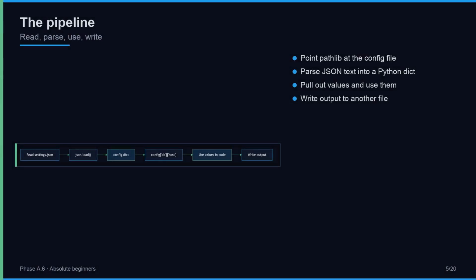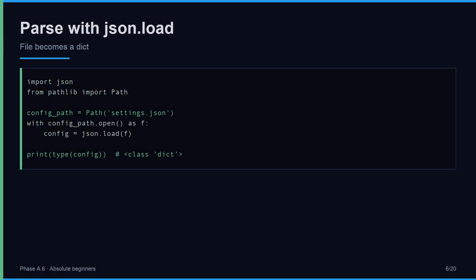Here is the shape of the whole script. You point pathlib at the config file. You open it and parse the text into a Python dictionary with json.load. You pull values out of that dictionary and use them to decide what to do, where to connect, what to print. Finally, you write some output to another file, often using the values from the config. Read, parse, use, write. Four steps, one small program.